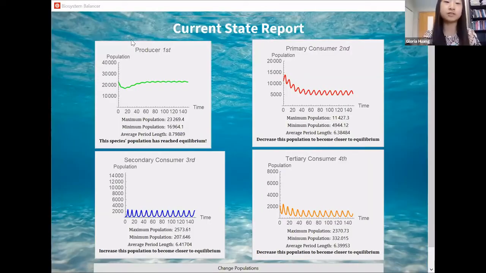Now we are going to complete 2 more rounds of our game to reach the end and view the end of game report. So as you can see on this graph, we have to decrease the primary consumer, increase the secondary consumer, and then decrease the tertiary consumer. But the producer has already reached equilibrium, so we don't need to alter that population. So I'm going to click Change Populations.